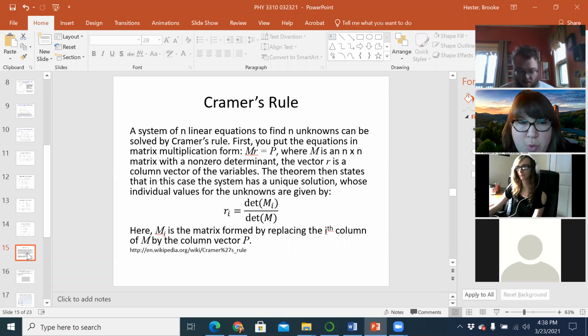All right, now here's Cramer's rule. We're going to come back to the uncertainties in a minute. If you care, this is the definition of Cramer's rule. You can basically take your matrix M times a column vector R equals column vector P. You can find the column vector R by taking the determinant of M sub i divided by the determinant of M, where M sub i is the matrix formed by replacing the ith column of M by the column vector P. So that's what we just did. And if you want more information about Cramer's rule, we have a reference here on Wikipedia.